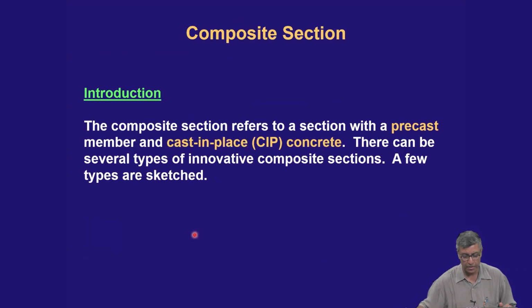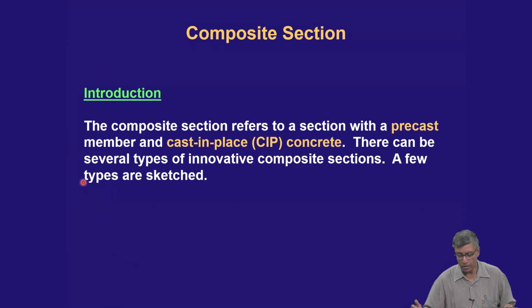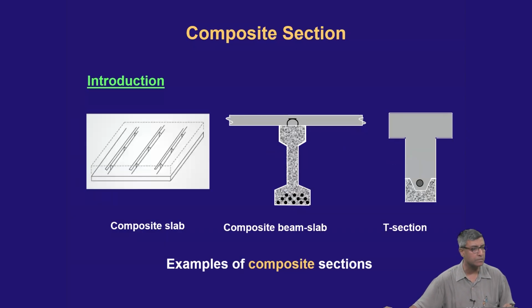Composite section. Now, the way we are covering the composite section here in civil engineering, you can have several types of composite section. Steel, concrete, concrete, fiber reinforced polymers. Okay, but here we are talking concrete to concrete, but one is precast, one is cast in place. Okay. Now, there can be several types of innovations.